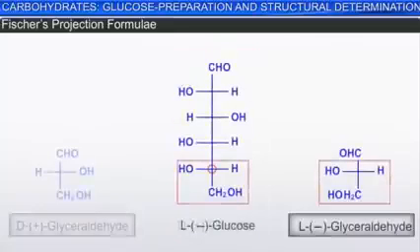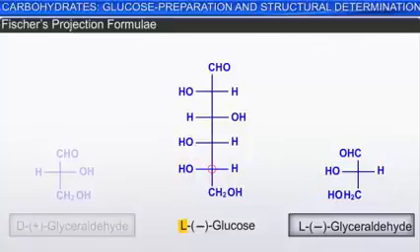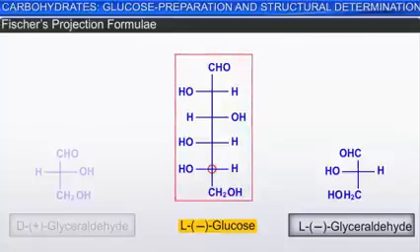If the configuration around the lowest asymmetric carbon matches the arrangement of the minus stereoisomer of glyceraldehyde, that is, if the OH group is on the left-hand side, then the molecule is said to have L configuration. The molecule shown here, then, is L-glucose. This molecule is levorotatory glucose with L configuration.